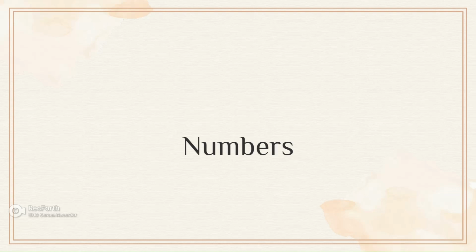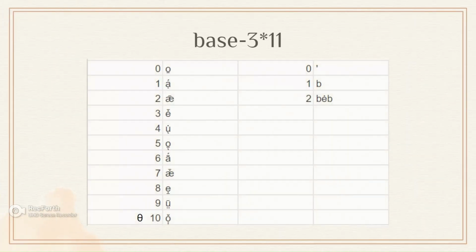Numbers. Numbering system is pretty wild, in my opinion. In my humble, not so humble opinion. Ignore that theta. It uses a base 3 times 11 system, which means that for the first digit, it is base 11. And then for the second one, it is base 3. The third, 11. The fourth, 3. The fifth, 11. The sixth, 3, etc. Note that the digit is counting from the least significant to the most significant, okay?